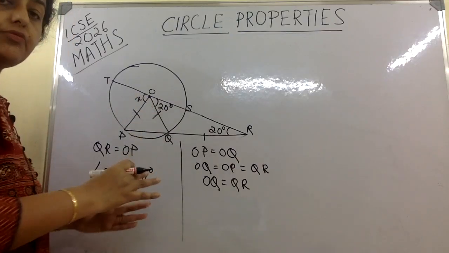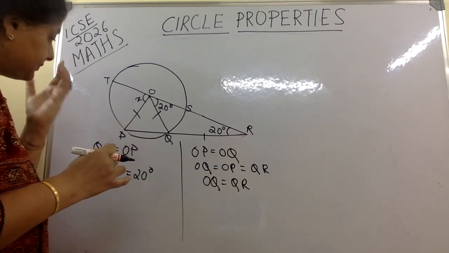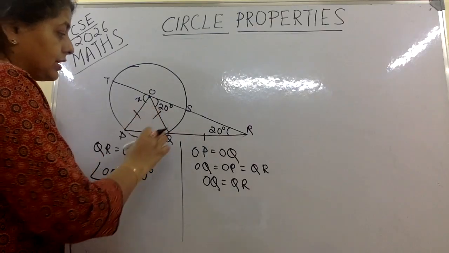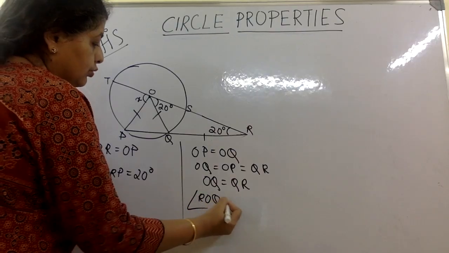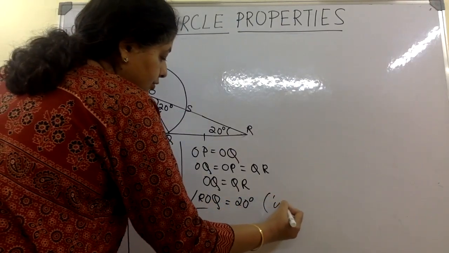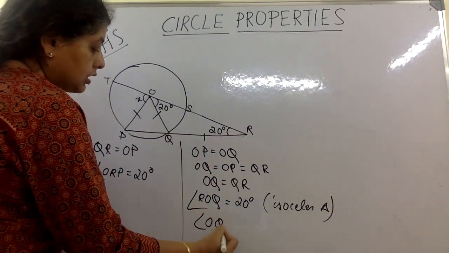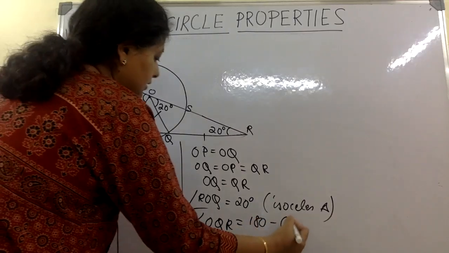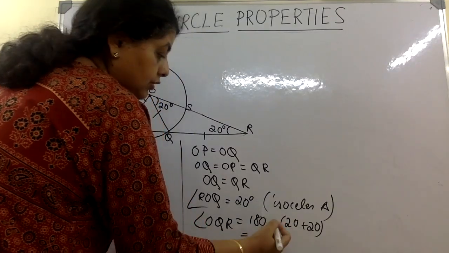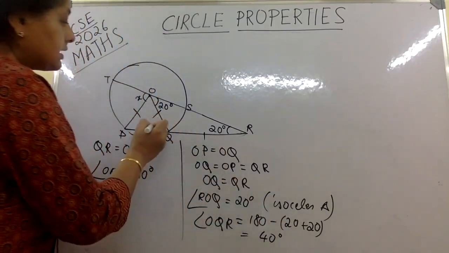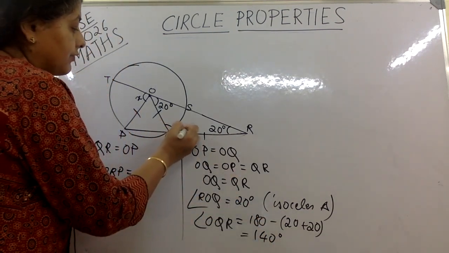So at the moment we can't understand what is the usefulness of this 20 degrees, but let me see. First you write angle ROQ is equal to 20 degrees, isosceles triangle. Now angle OQR is equal to 180 minus 20 plus 20, which is equal to 140 degrees. So this becomes 140 degrees.